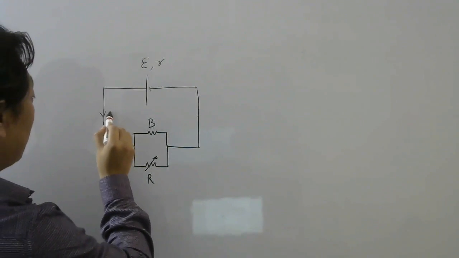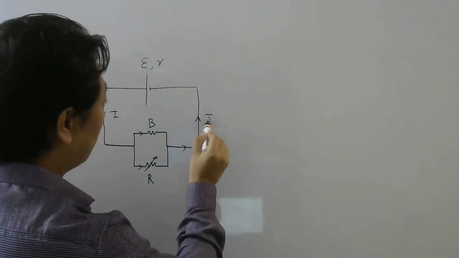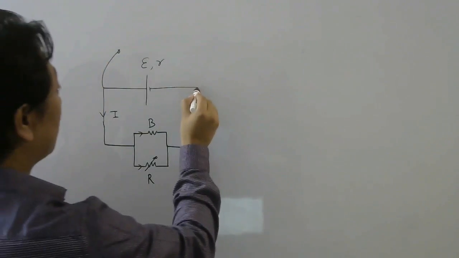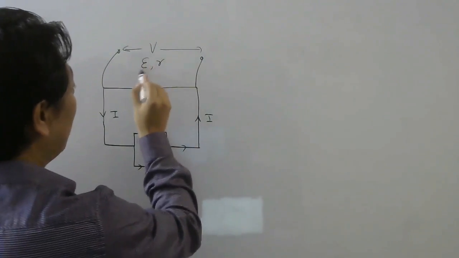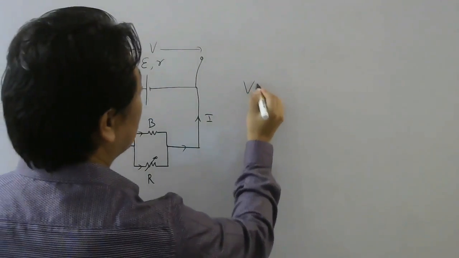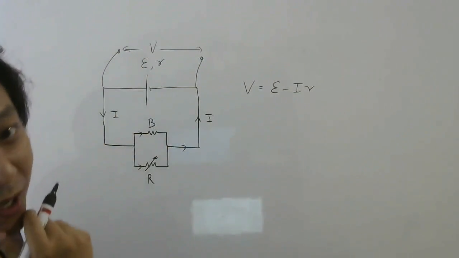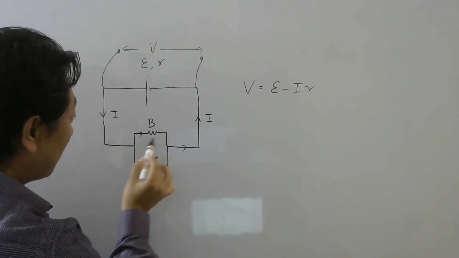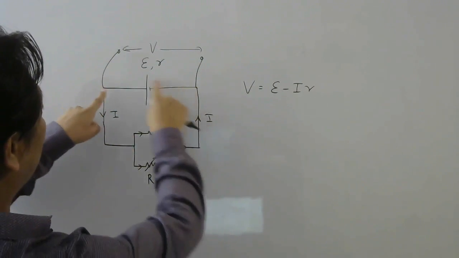So a current I will flow, which will divide here, and then again it will meet here and I will flow here, right? So the potential difference across the cell, remember, will not be E because there is an internal resistance. So the potential difference across a cell is E minus Ir. Now why did I calculate this V? Because to find the power consumed by the bulb, you can see this bulb is in parallel with this battery.